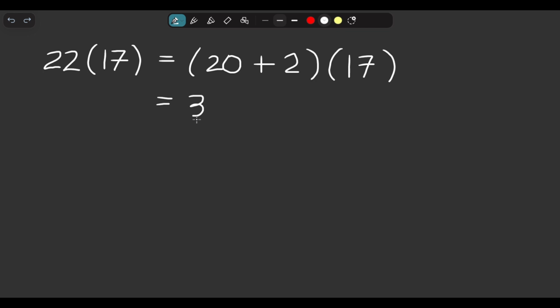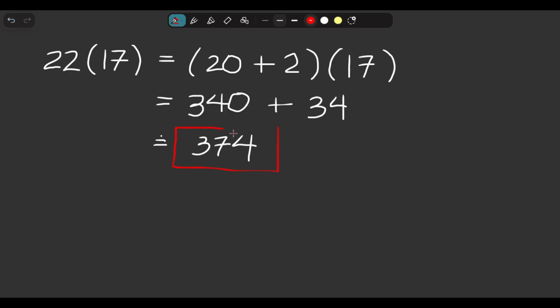20 times 17 is equal to 340. 2 times 17 is equal to 34. 340 plus 34 is equal to 374. Therefore, 374 is the answer.